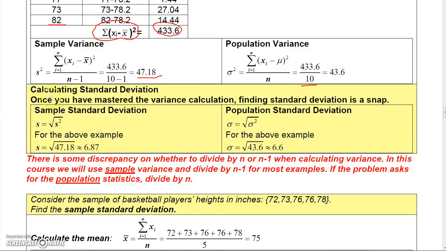Now, once you have this, it's very simple to get the standard deviation. So if we want the sample standard deviation, we would take the square root of the sample variance, square root of 47.18. On the calculator, I got 6.87. If I want the population standard deviation, then I would take the square root of the population variance. So the square root of 43.6 is 6.6. So that's how you find the sample variance, population variance, and sample standard deviation, and population standard deviation.